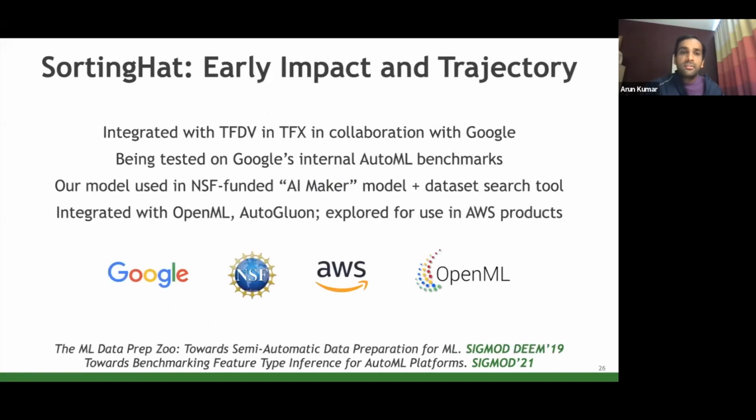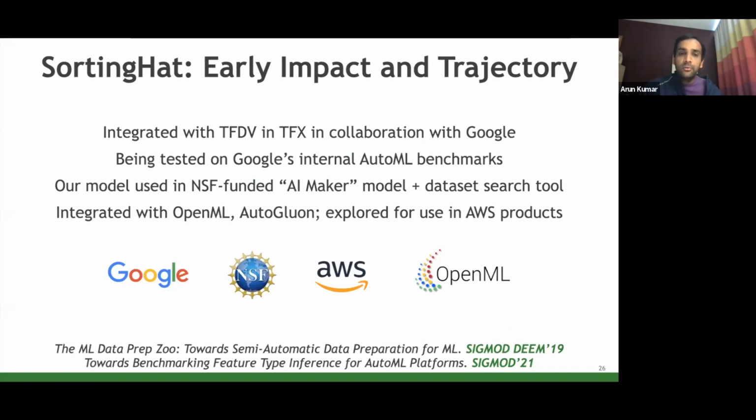And so based on these results, as you can imagine, some of these companies got really interested. Google and Amazon, they gave me some gifts to collaborate with us and adopt some of these methods into their tools. The TensorFlow Extended team worked with us for a couple of years. We integrated one of the models. We built the random forest model for type inference into TensorFlow Data Validation. They're benchmarking on their internal AutoML benchmarks. Amazon, the AutoGluon tool, also wanted to adopt some of this. Redshift ML folks work with us as well. OpenML, which is this open source ML data science repository, Joaquin's group, they're doing terrific stuff.